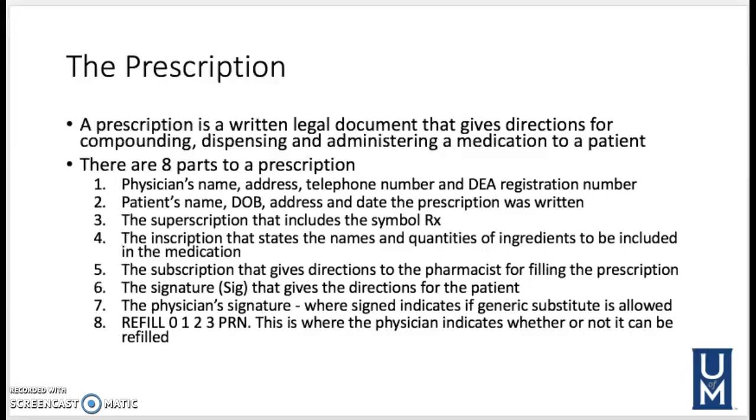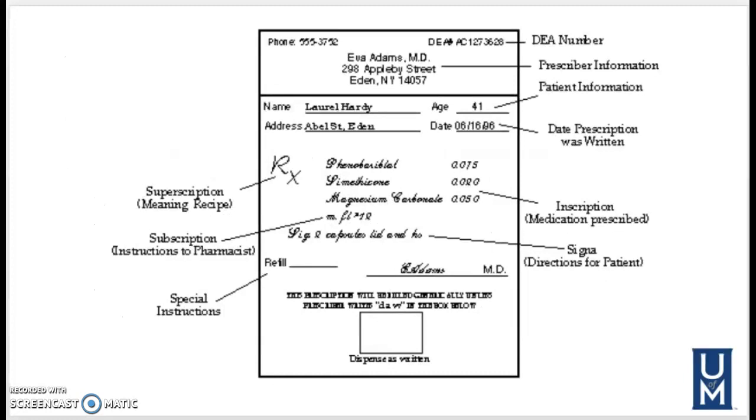And then our last part of our prescription, number 8, this is going to tell us if a refill is allowed for this prescription. So a refill, usually there's a number and they just simply circle it, or if this medication is PRN, on an as needed basis. This is where the physician indicates whether or not it can be refilled or not. So we're going to look at some examples of each of these.